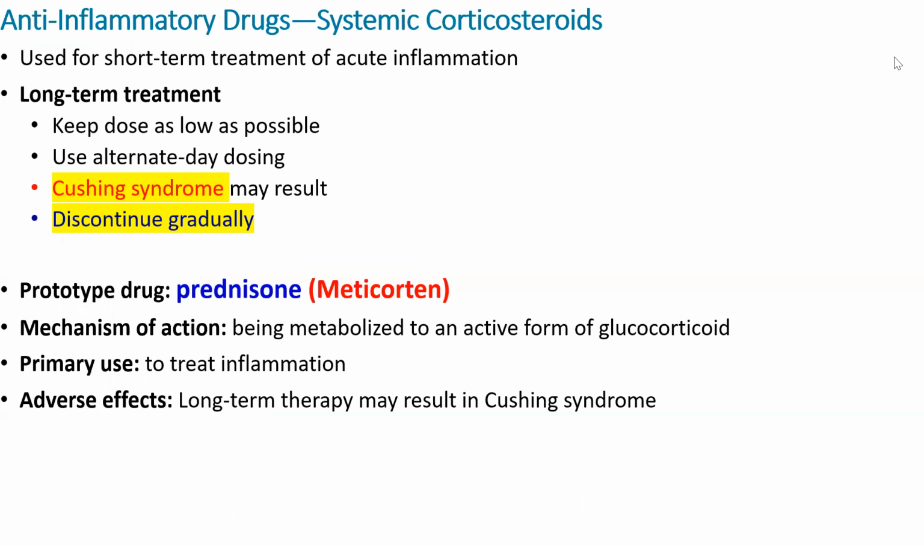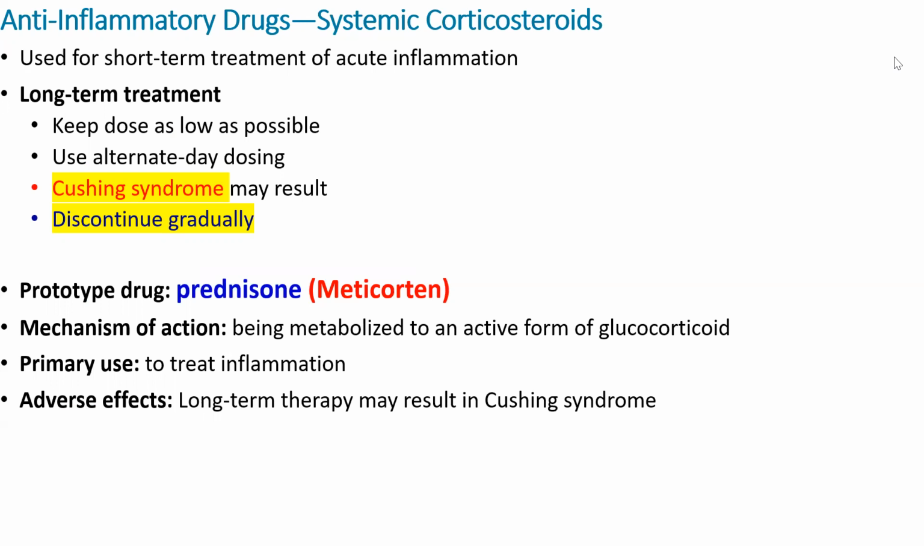So the steroids are used for short-term treatment of acute inflammation, patients with asthma, patients with chronic obstructive pulmonary disease, patients with autoimmune disease, patients with systemic lupus erythematosus, and other diseases. So it can be used for short-term treatment of acute inflammation.